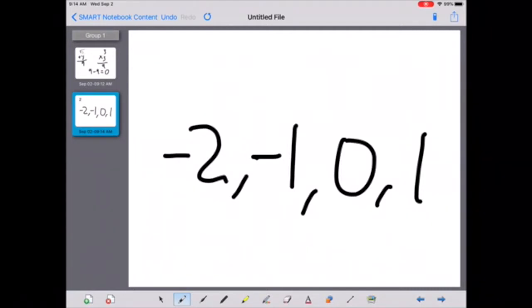Remember, if you don't have a chance to get this written down, you're going to have to pause the video because as we move to the next one, the screen blanks out.